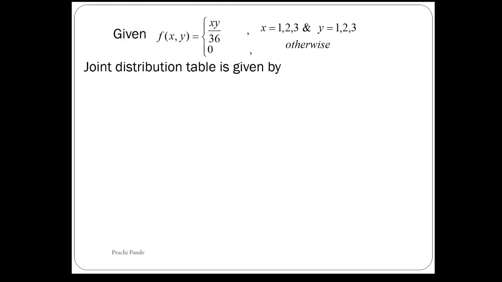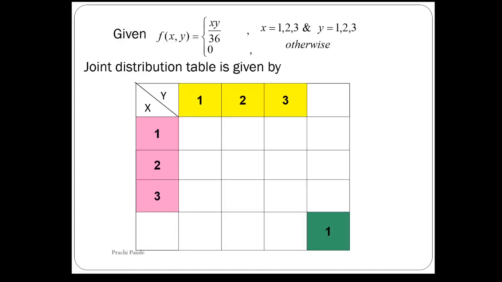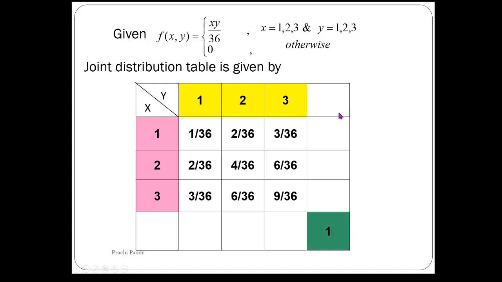Now prepare the joint distribution table for x and y values. When x is 1, y is 1, the probability is 1 by 36. For x1, y2, probability is 2 by 36, and likewise we have the different probabilities for different values of x and y. The marginal probability function for x is given by, for x equal to 1, it is 6 by 36, for 2, 12 by 36, and for 3, this marginal probability function is 18 by 36.